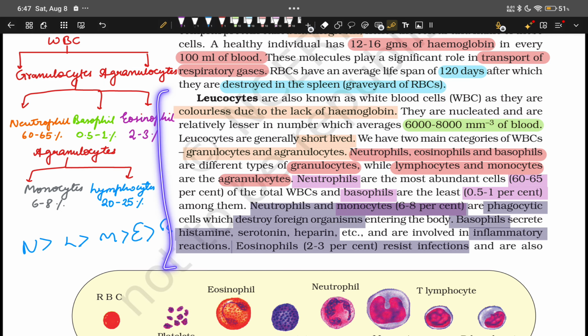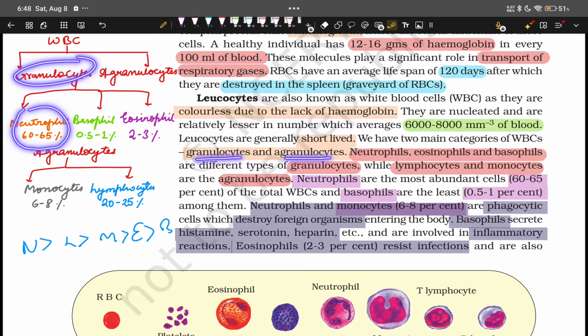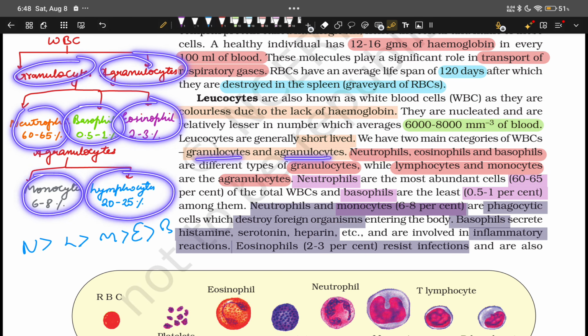Then we have leukocytes, which are WBCs, and they are colorless because of lack of any pigment like hemoglobin. They are nucleated, whereas red blood cells were enucleated. On average 6,000 to 8,000 WBCs are present per cubic millimeter of blood. They are short-lived. We have two main categories of WBCs, granulocytes and agranulocytes. Granulocytes consist of neutrophil, basophil and eosinophil, and agranulocytes consist of monocytes and lymphocytes.